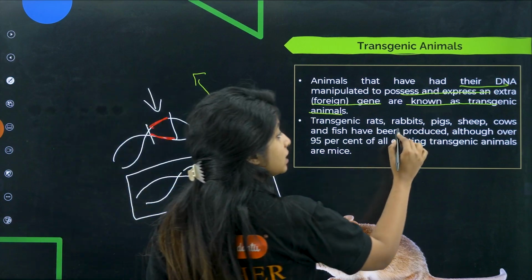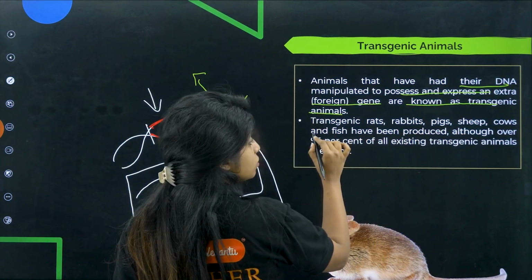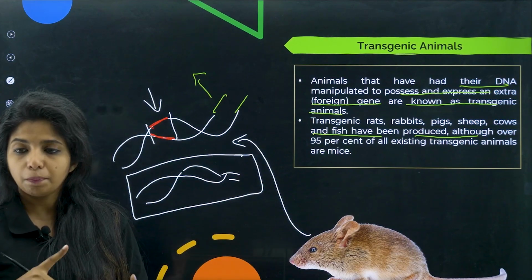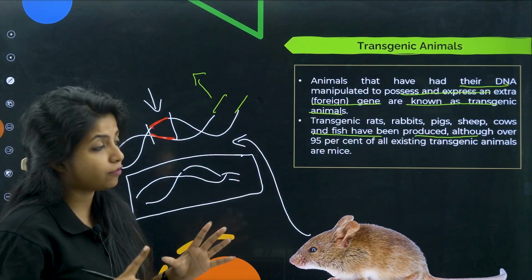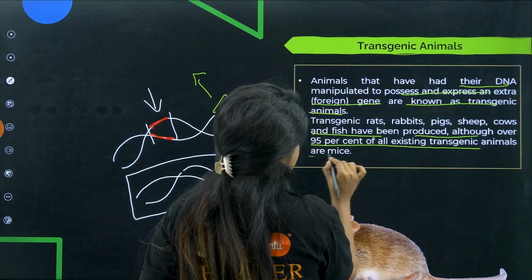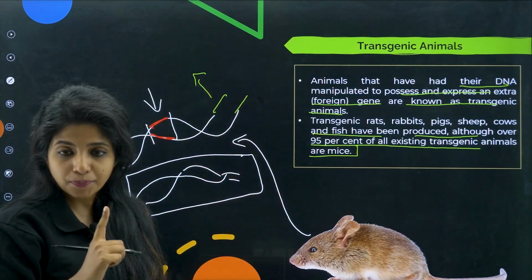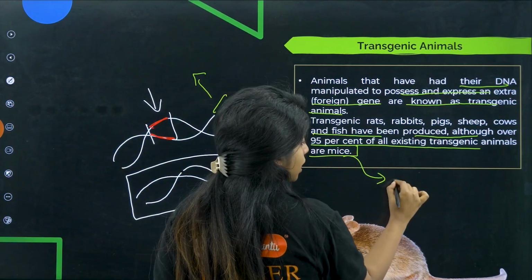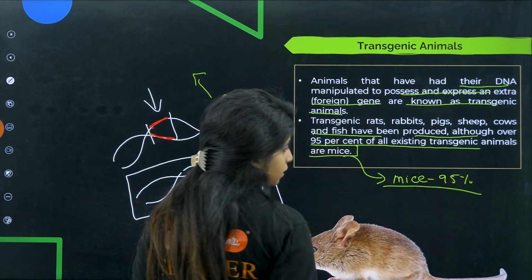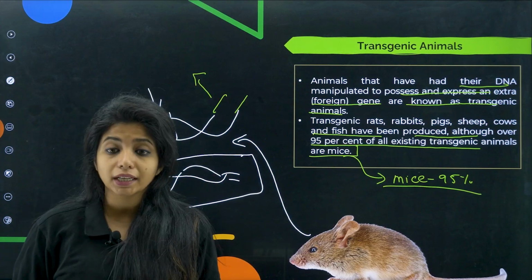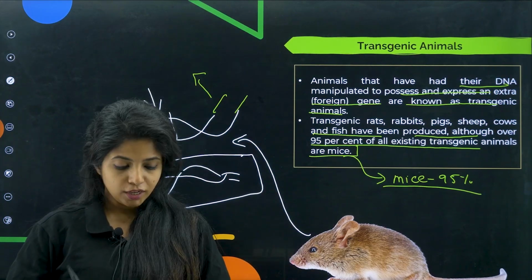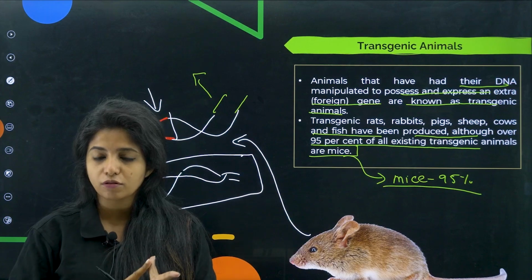Now transgenic rats, rabbits, pigs, sheep, cows and fish have been produced. You have to remember the names. Rats, rabbits, pigs, sheep, cows and fish are being produced, although 95% of all existing transgenic animals are mice. The question has come, which is the most commonly used transgenic animal, children? It is mice. 95% of our experiments are done on mice itself because of the very close similarity they have in the case of the genetic material. Okay, so rats, rabbits, pigs, sheep, cows and fish.